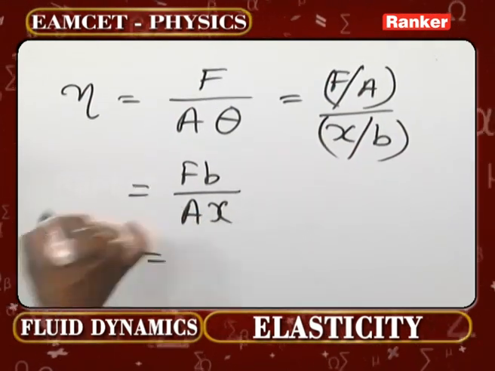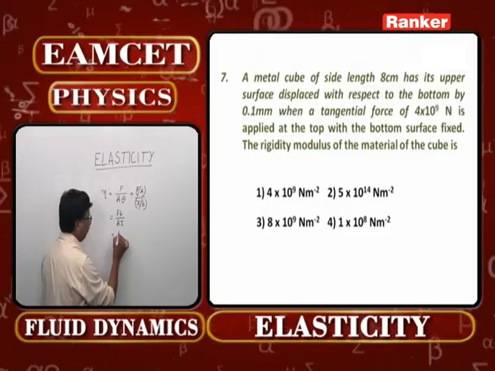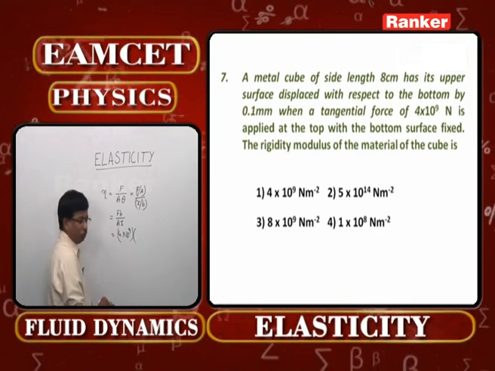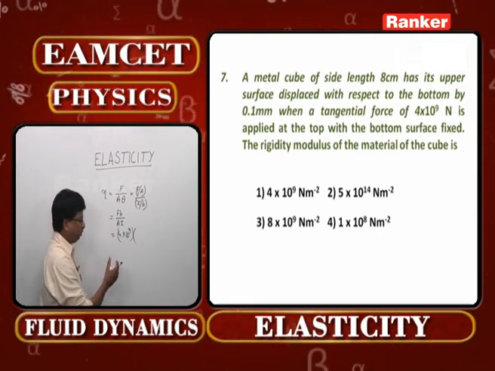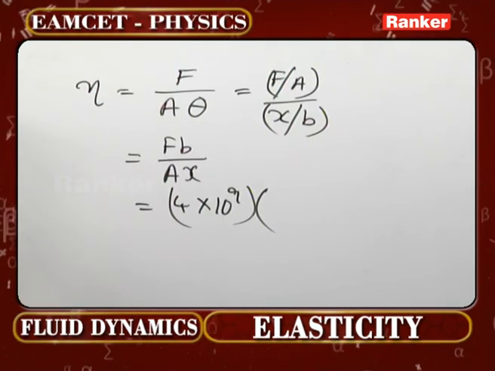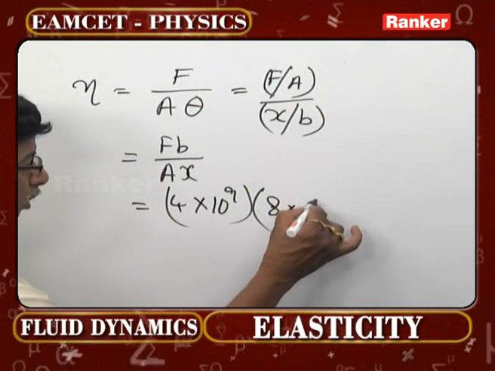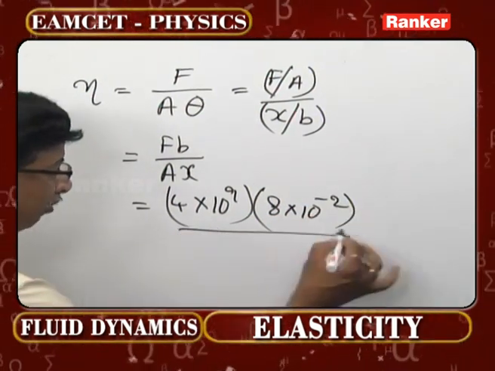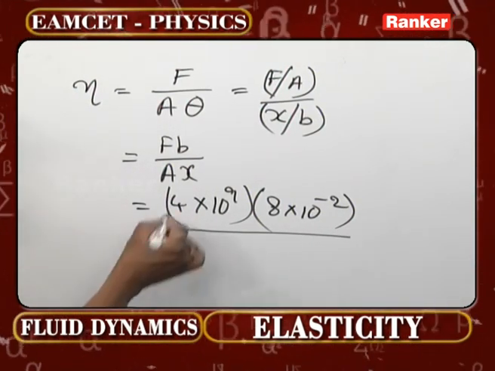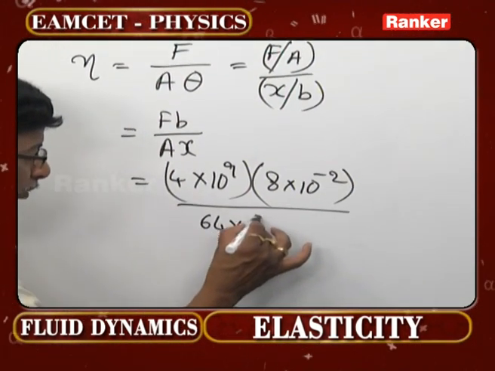What are the values he has given? You now check carefully. What is the force that is applied? 4 into 10 to the power 9 Newton. No need for you to convert any of the values over here. What is breadth? For a cube, length, breadth and height, all the three are the same. Each one is equal to 8 centimeter. So we should write 8 into 10 power minus 2 meter. And what about the area of cross section of a cube? It is L square. 8 square, it will be 64 into 10 to the power minus 4.